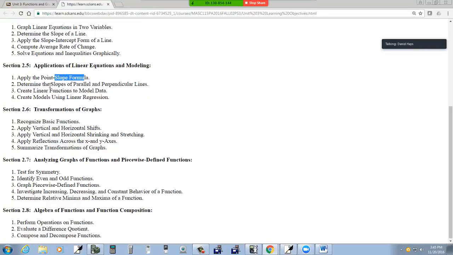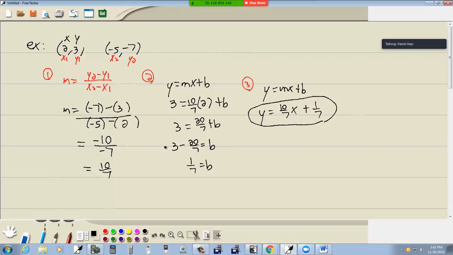Now it's talking about parallel and perpendicular lines. And specifically it says to find the slopes, but we're going to combine that with find the equation of the line. So let me clear this off.